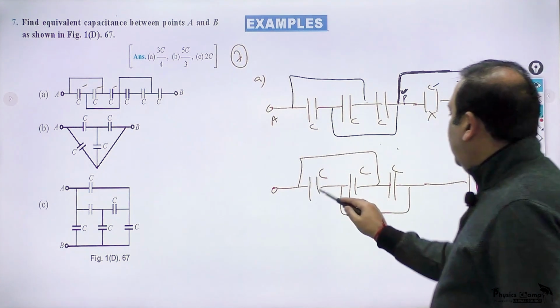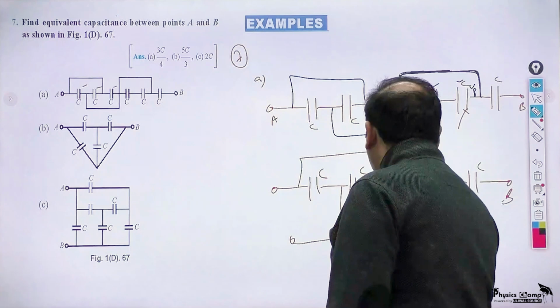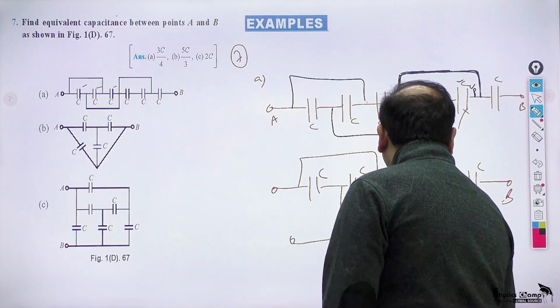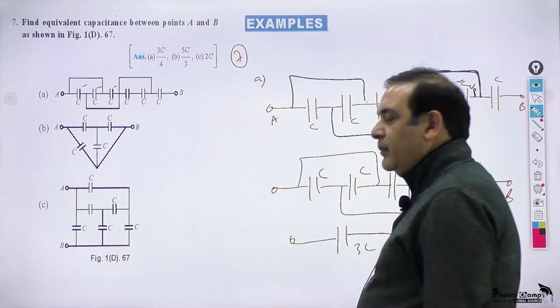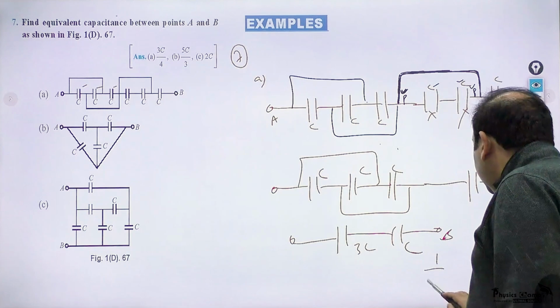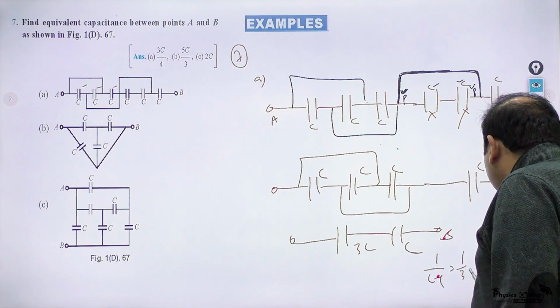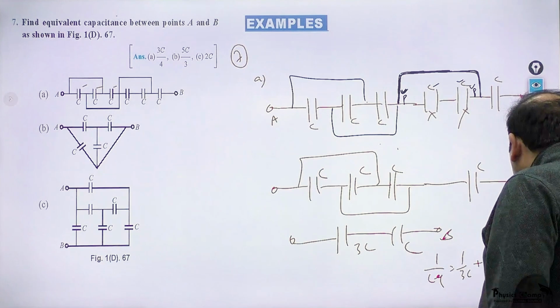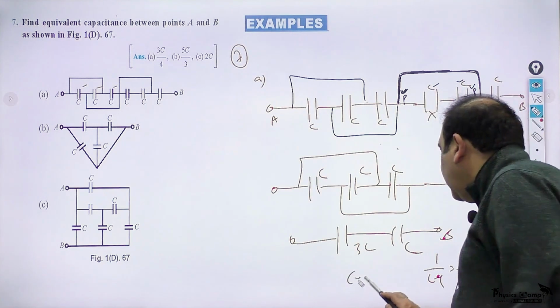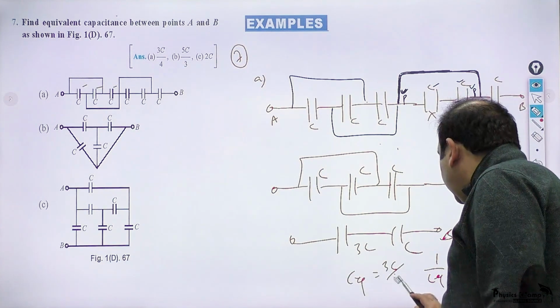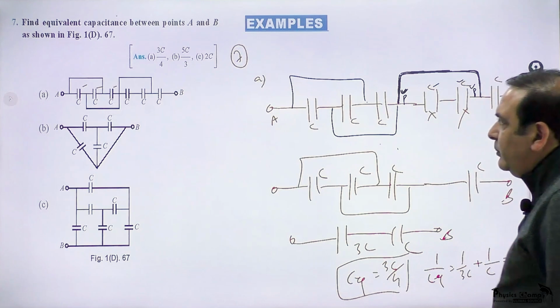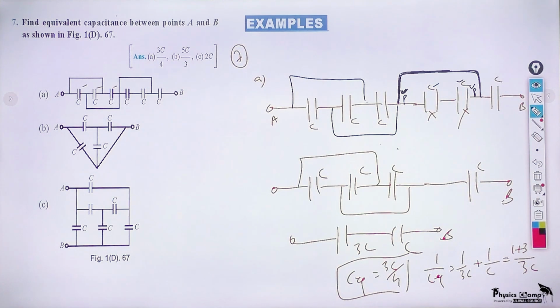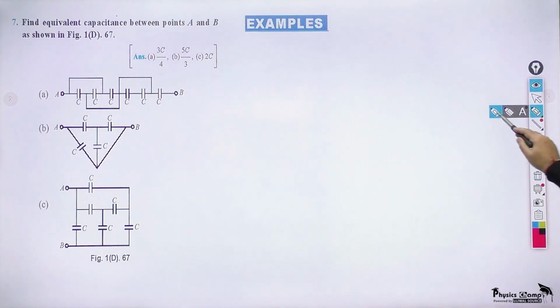Now the equivalent of them will obviously be 3C and then you have C. And for them the 1 over C equivalent will be 1 by 3C plus 1 by C, that is 1 plus 3 over 3C. So C equivalent comes out to be 3C by 4. This is case 1. Let's take case B from here.